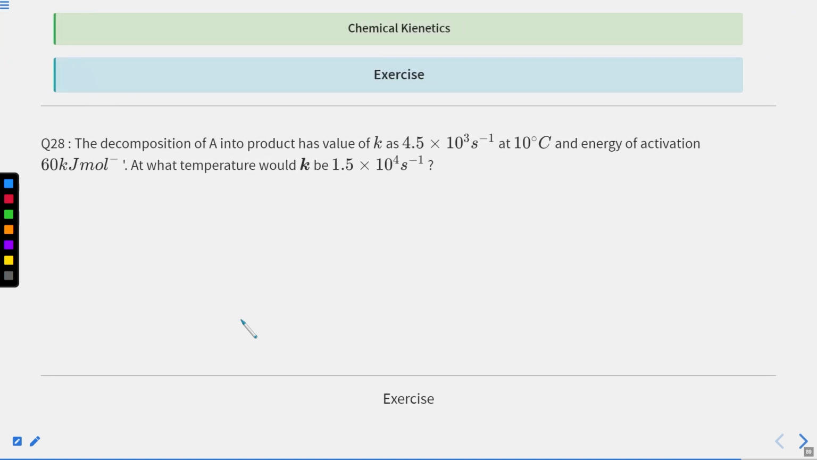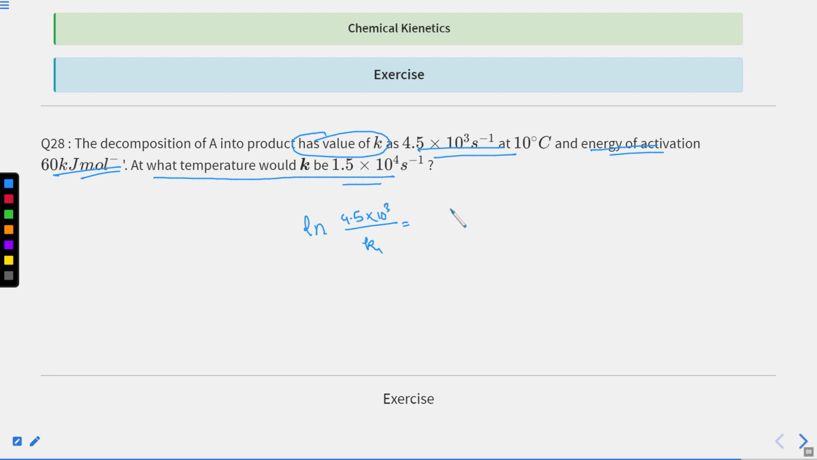Next question. The decomposition of A into product has a value of K as this much, and the energy of activation is this much. At what temperature would K be 1.5? So you will simply use this formula. We have K2 as 4.5 into 10 to the power 3, and K1 we have to calculate.